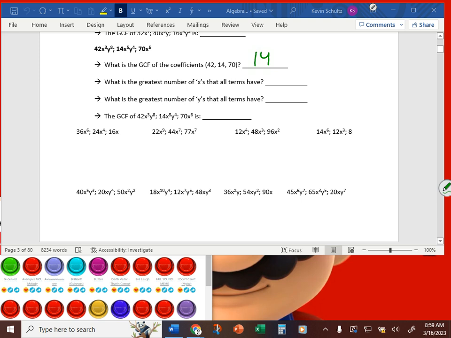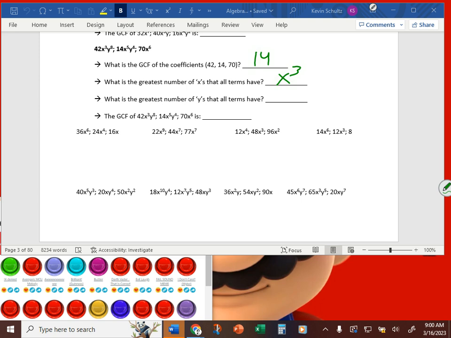And then what is the greatest number of x's that all terms share? Katie, they all have at least 3. The first one has 3. The second one has x to the 5th. The last one has x to the 6th. But the greatest number they all have is 3. So x cubed is going to be our term for that one.